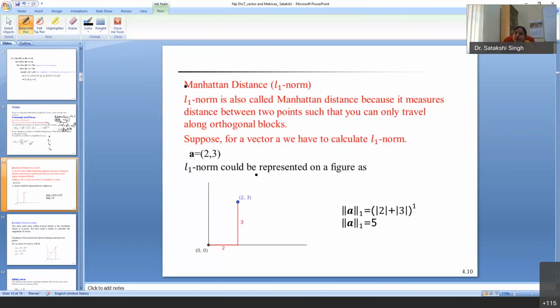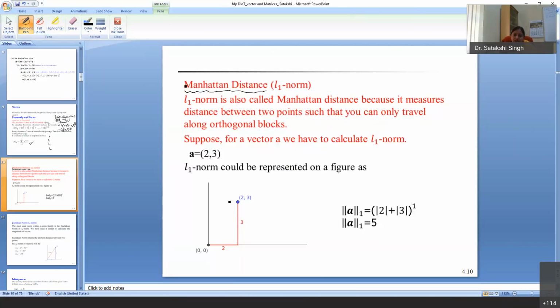The first one is the L1 norm, which is generally called the Manhattan distance. This norm is defined according to the Manhattan distance because, when we define the L1 norm, the formula becomes nothing but the distance, meaning distance is measured in blocks only. So the L1 norm measures the distance between 2 points such that you can only travel along orthogonal blocks.